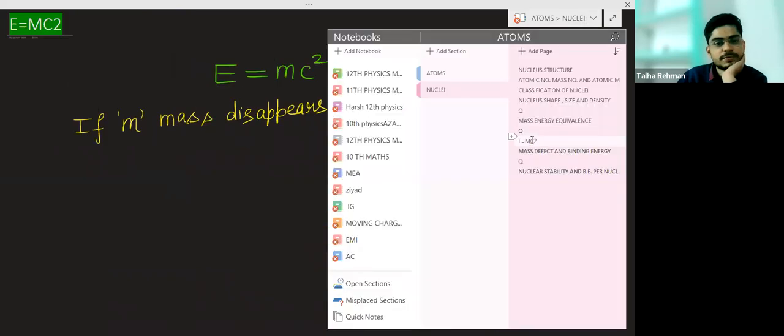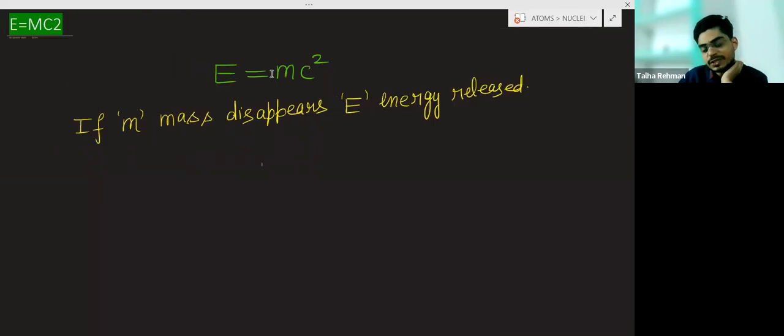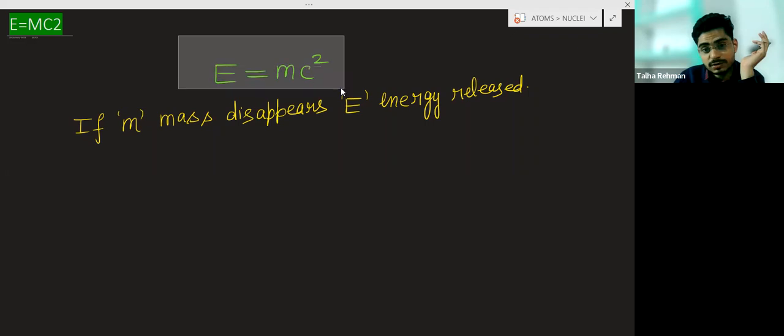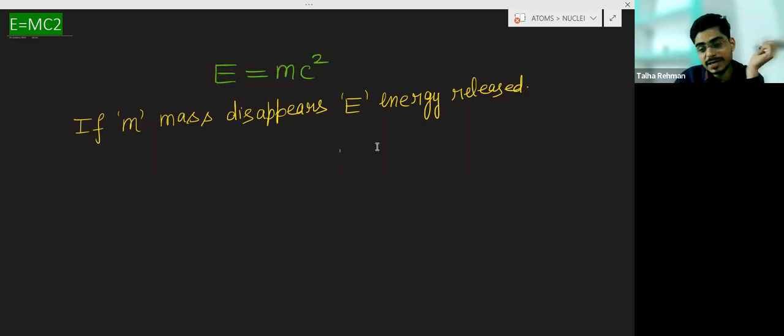Now this is a very famous equation, E is equal to mc square. What is the meaning of this equation? If suppose mass m is disappeared, then this much energy E will be released. So we will use this equation when we study mass defect. Next topic, mass defect.